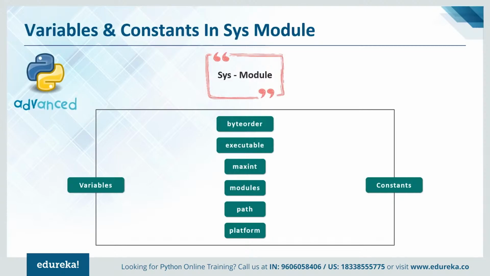So we have byteorder, executable, maxint, modules, path, platform, and many more, right? So what is byteorder? Byteorder is basically an indicator of the native byte order, guys. Simple as that. So what's executable? A string containing the name of the executable binary. What I mean is the path and the executable file name for that particular Python interpreter. Maxint, guys: this attribute contains the largest positive integer which is supported by Python's regular integer type.